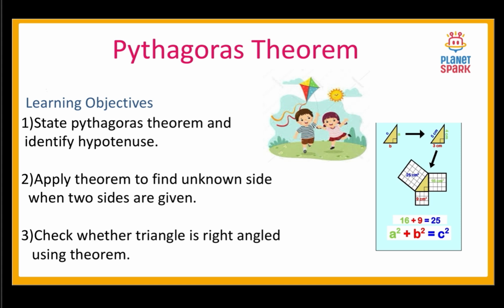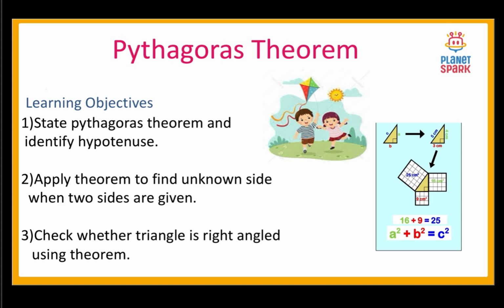So hi, I'm Avneet from PlanetSpark, and in today's video, we are going to state Pythagoras Theorem. We'll learn how to identify hypotenuse. We'll apply the theorem to find unknown sides, and we'll also learn to check whether the triangle is a right angle triangle or not. Yes, Pythagoras theorem helps us to check whether the triangle is right angled or not.